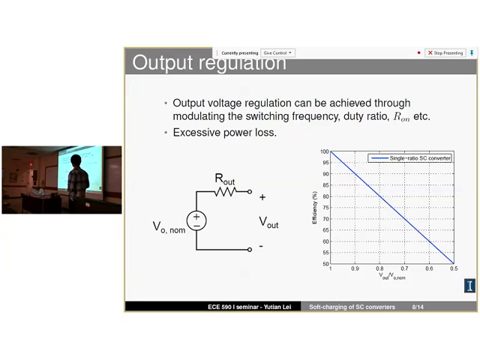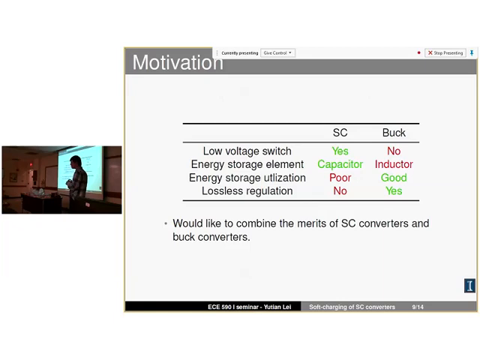So this is another problem. The motivation of our research is really to combine the benefit of the switch capacitor converter and the buck converter. We really want a converter that is able to use low voltage switches, just like a switch capacitor converter, and we use capacitors as the energy storage element as far as possible. And we also would like to improve the energy storage utilization.